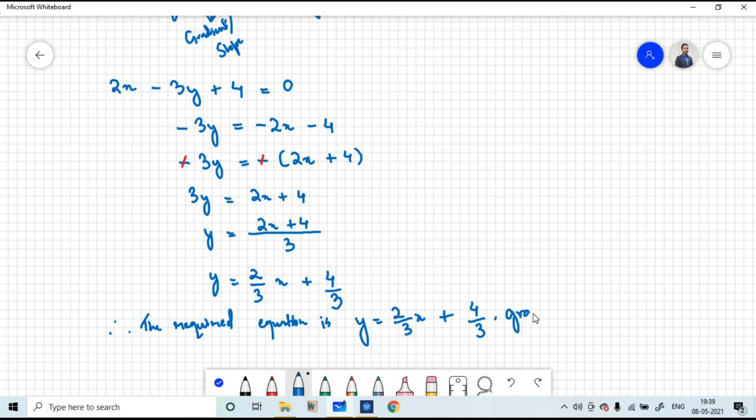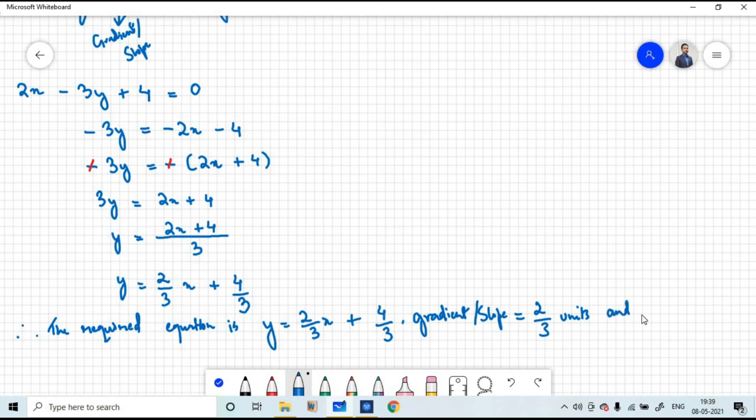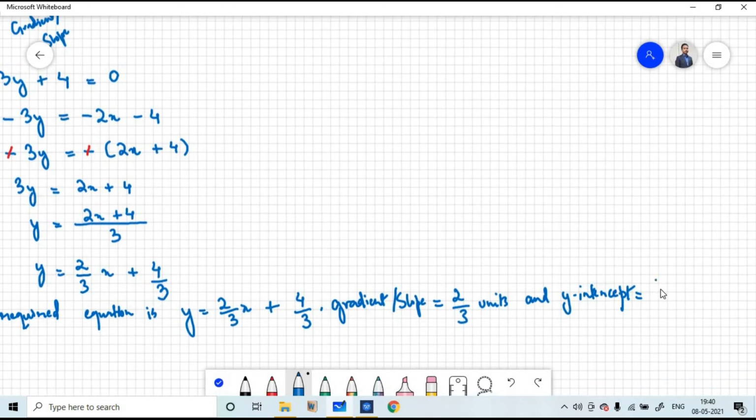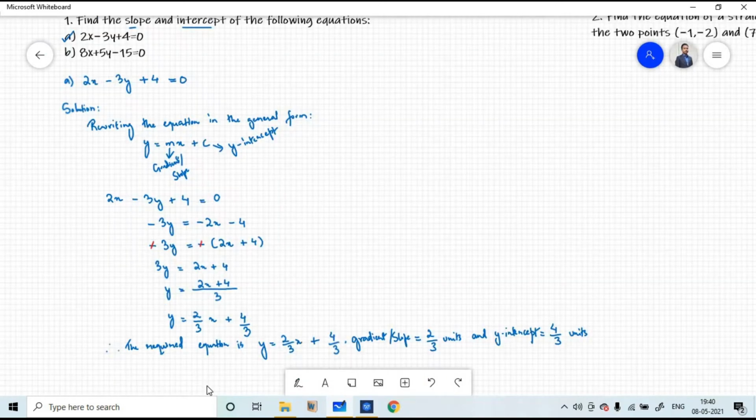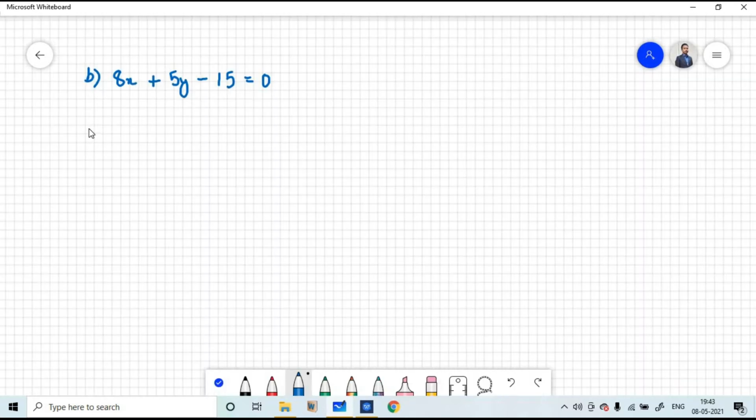Gradient or slope equals 2 by 3 units, and y-intercept equals 4 by 3 units. So this is the solution to the first question. Let us proceed to solve problem B.